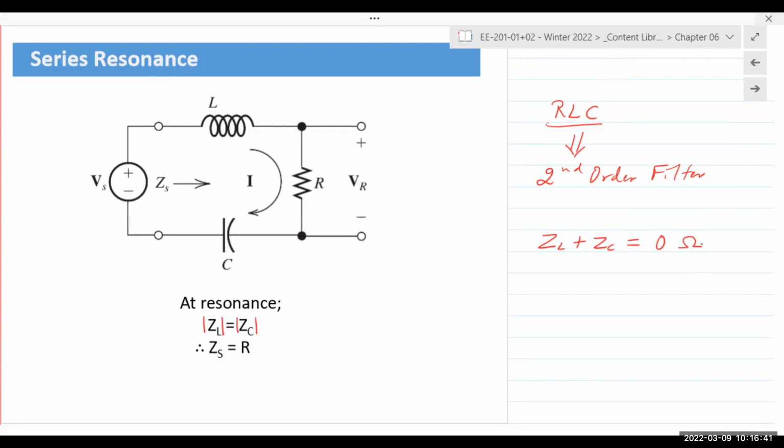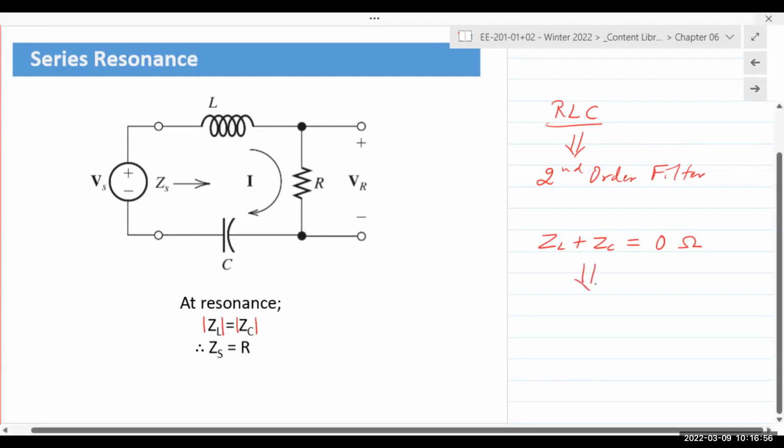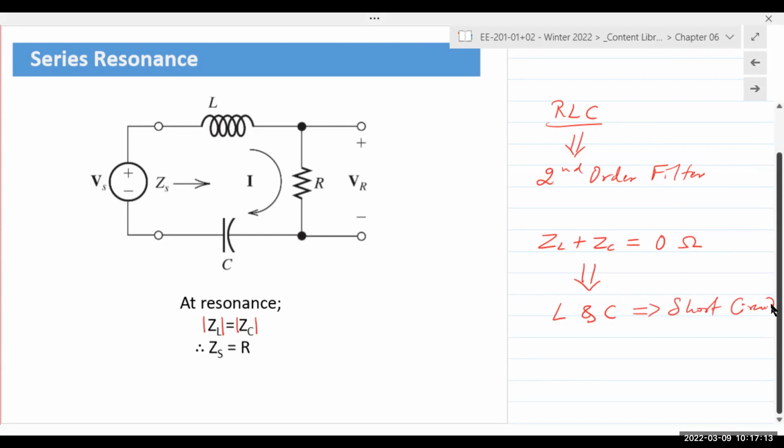ZL plus ZC, because it is connected in series. The equivalent impedance of a series connection of impedances is simply the sum, right? So ZL plus ZC goes to 0. 0 ohms is effectively a short circuit. So the combination of the inductor and capacitor behaves like a short circuit, 0 ohms. It is effectively no longer present in the circuit. So the only thing remaining in the circuit is basically the resistor R.